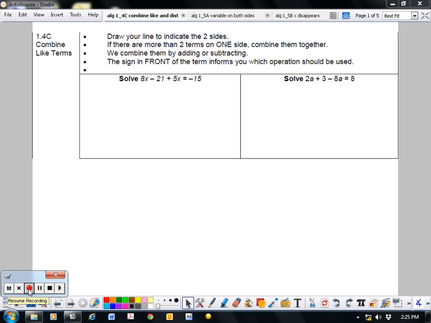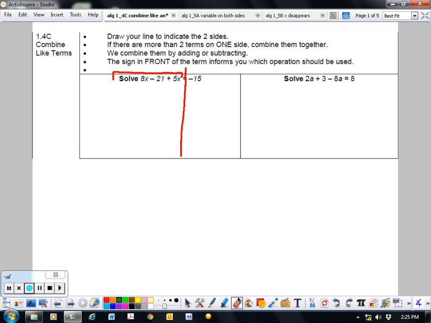Okay, so we're back now and we are on section 14C where we are looking at combining like terms. Combining like terms is when you have lots of different things on one side and you want to simplify it before you start moving things around to two different sides. So when I look at my first equation, we're going to do our normal step of drawing our line to indicate our two sides.